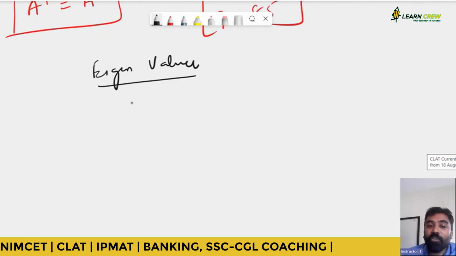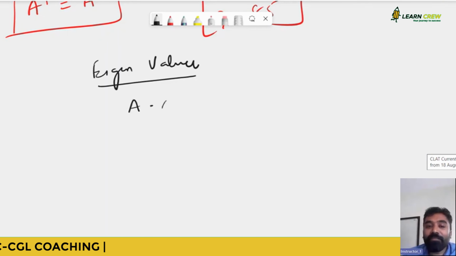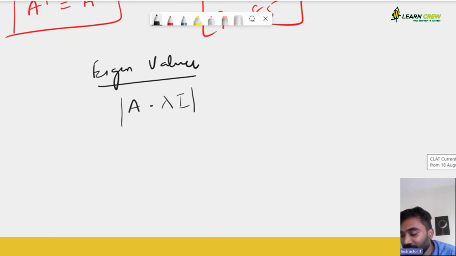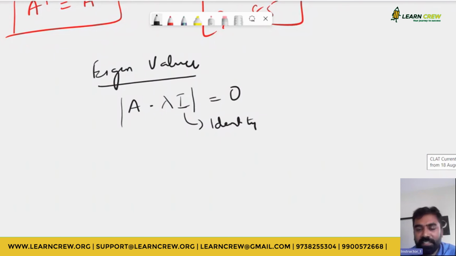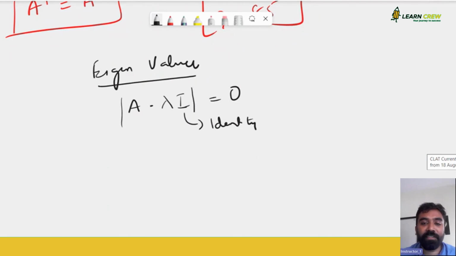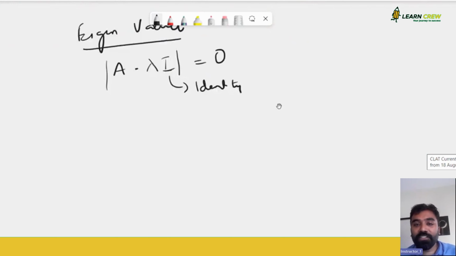Eigenvalues, how do I calculate them? It is the determinant of A minus lambda I, which is equal to 0, where I is nothing but an identity matrix. All these things they won't ask in the exam. Just for understanding purposes, I am telling how to calculate it and what these positive values are.